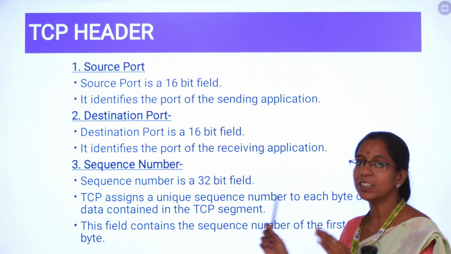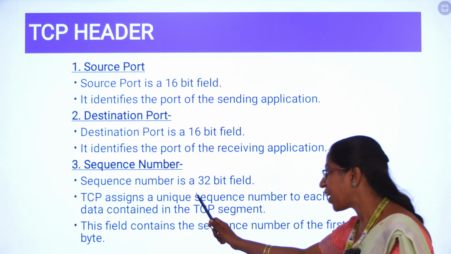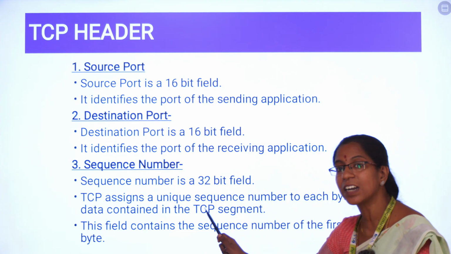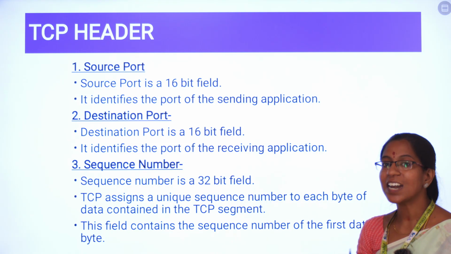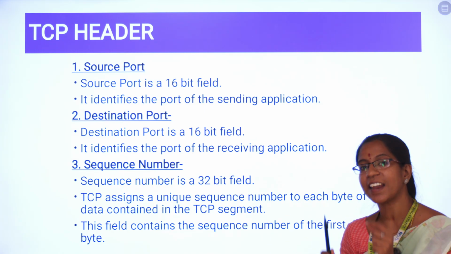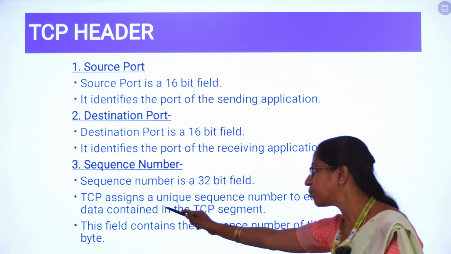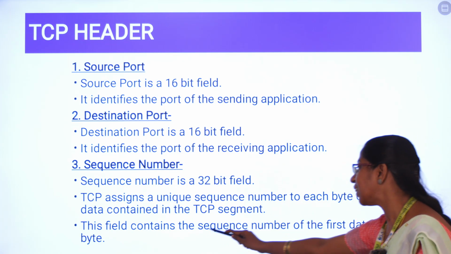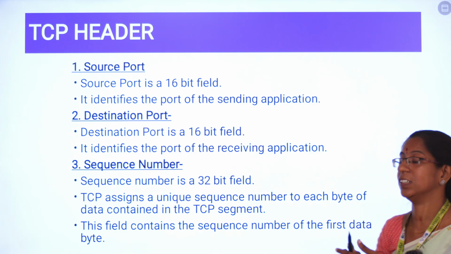Third, the sequence number, which is a 32-bit field. TCP assigns a unique sequence number to each byte of data contained in the TCP segment. So TCP segments start from a sequence number. Using this sequence number, the receiver can identify which data it receives from the sender. For this purpose we are using the sequence number. This 32-bit field contains the sequence number of the first data byte of the TCP segment.